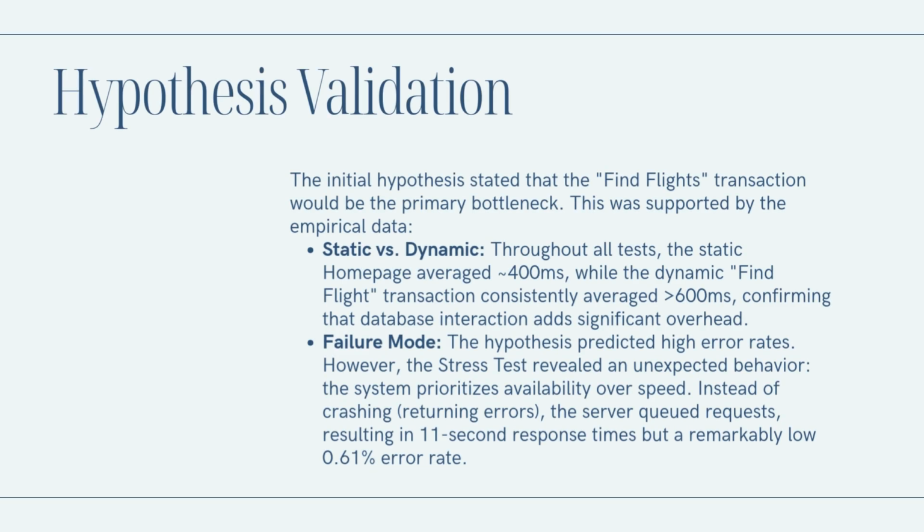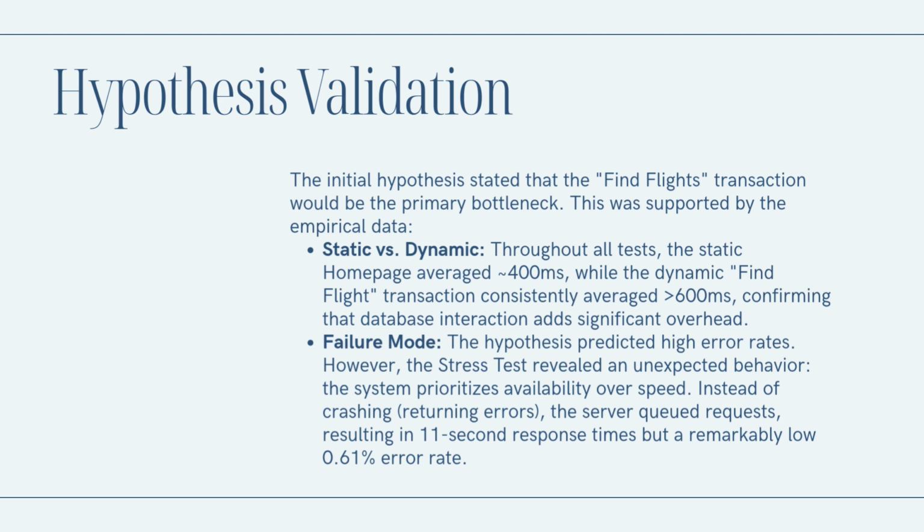So, hypothesis validation. The initial hypothesis stated that the find flight transition would be the primary bottleneck. This was supported by the empirical data, static versus dynamic. Throughout all the tests, the static homepage averaged 400 milliseconds, while the dynamic find flight transaction consistently averaged over 600 milliseconds, confirming that database interaction adds significant overhead.